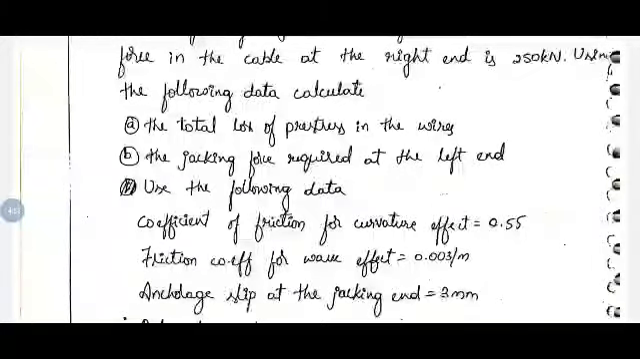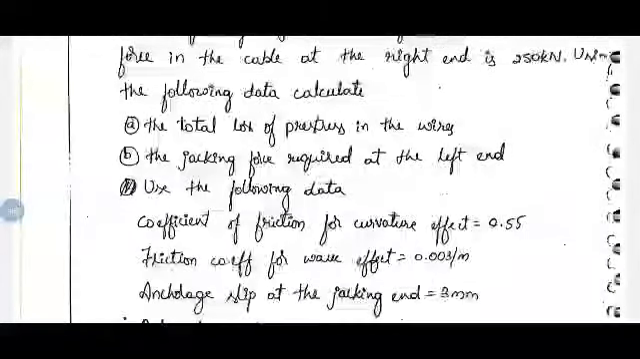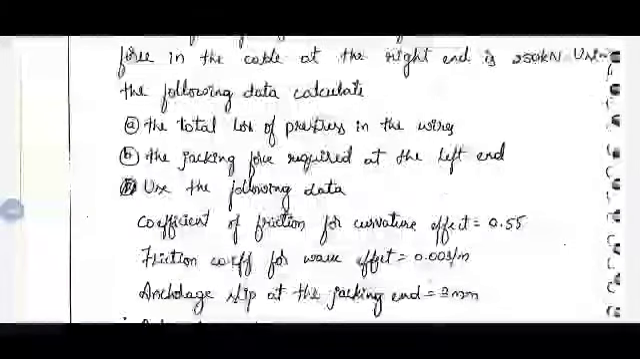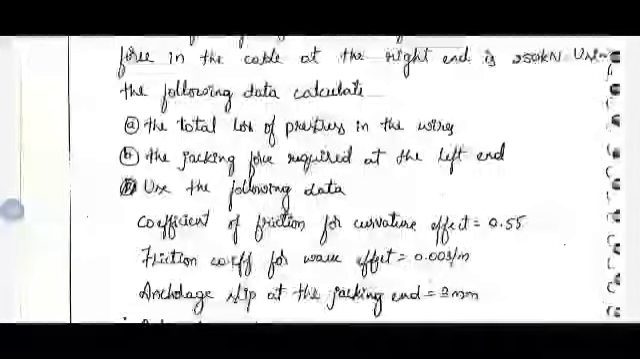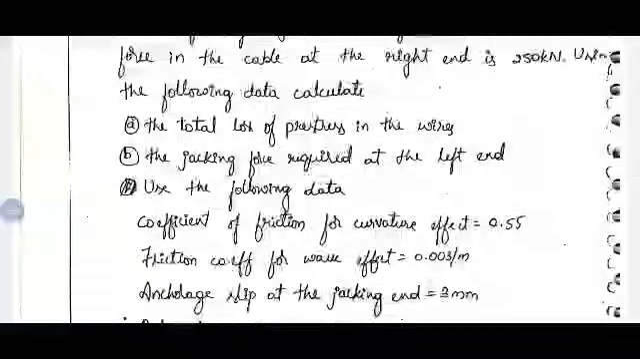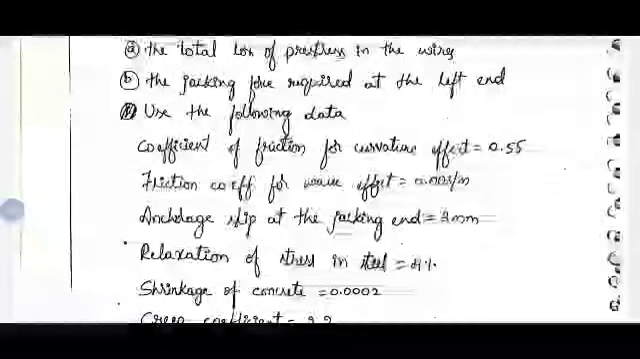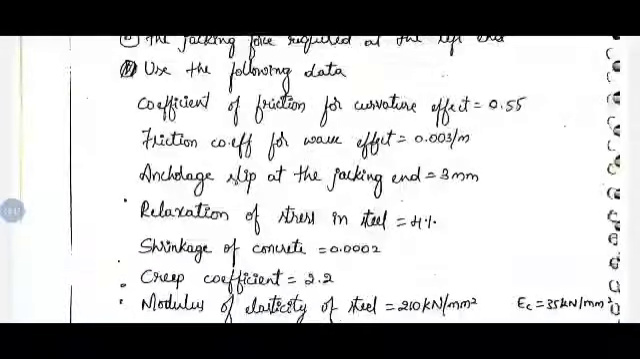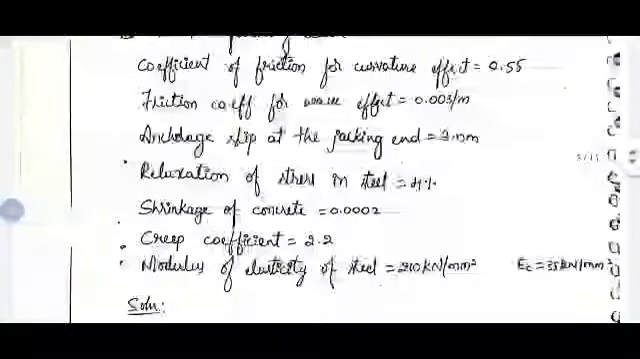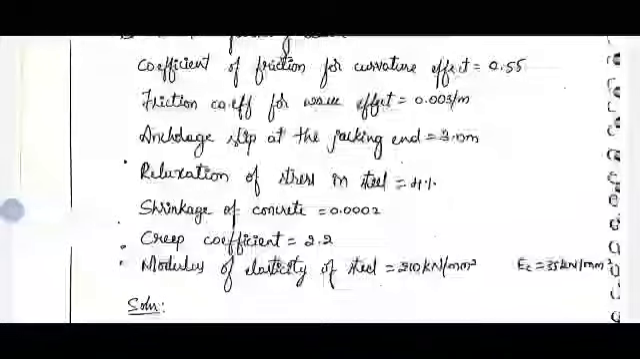Coefficient of friction for curvature effect is 0.55, friction coefficient for wave effect 0.003 per meter, anchorage slip at jacking end 3 mm, relaxation of stress in steel 4%, shrinkage of concrete 0.0002, creep coefficient 2.2, modulus of elasticity of steel 210 kN per mm square, and same of concrete is 35 kN per mm square.